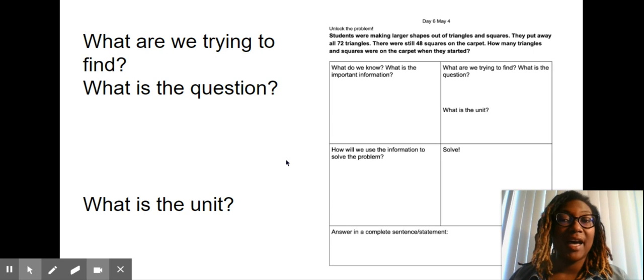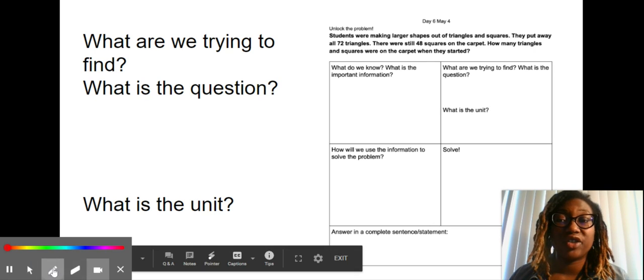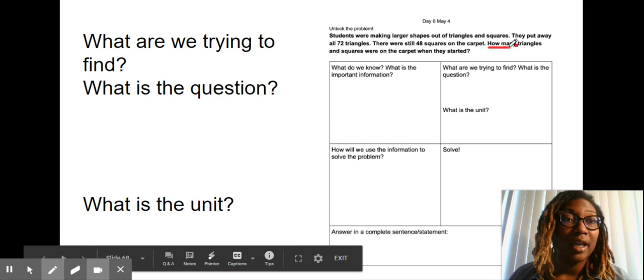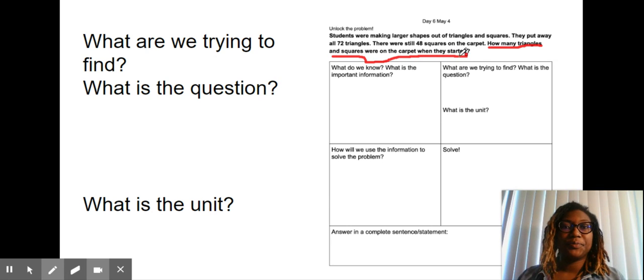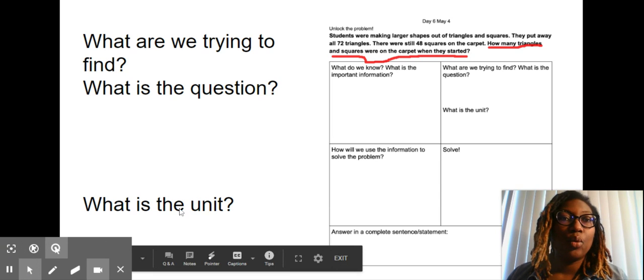What are we trying to find and what is the question? So as I just said, we are trying to figure out how many triangles and squares were on the carpet when they started. So when they first put them out, when they were making their shapes, before they put away the 72 triangles, how many triangles and squares were on the carpet when they started? So that's the question, right, friends? So the question is right here. How many triangles and squares were on the carpet? Having a hard time underlining here. When they started.